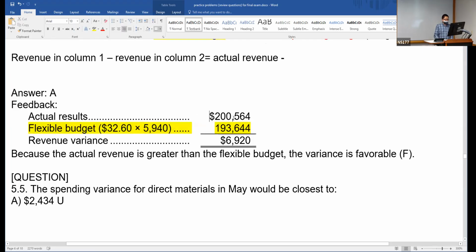And we can also have the actual revenue here, 2,564. And now the actual revenue is greater than the flexible budget. Then this is good, right? Because if the revenue is higher, then our profit will also be higher. This is good for the company. That's why this is a favorable variance. So we call this F, right? And then we can just calculate the difference.